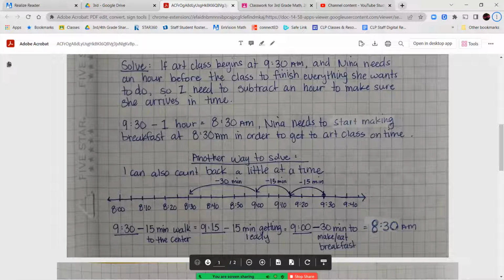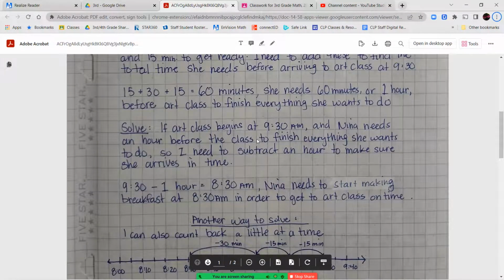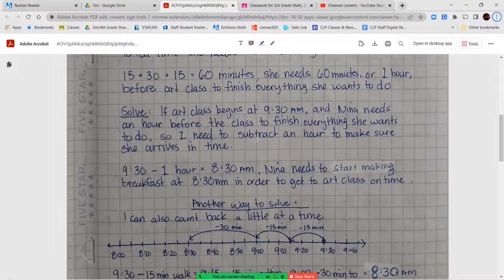Then she needs another 15 minutes to get ready. So I'm going to jump back another 15 minutes. So 9:15, take away 15 minutes is going to get me to 9 o'clock. And then she needs 30 minutes to make and eat breakfast. So I'm going to jump back 30 minutes from 9 o'clock, and that's going to land me at 8:30, just like it did in the first way that I solved. So these are two different ways that you can get to the same answer, which is good. So you have options here.